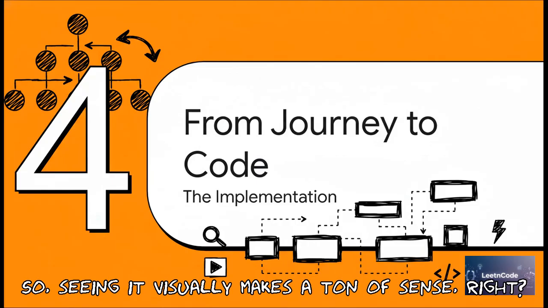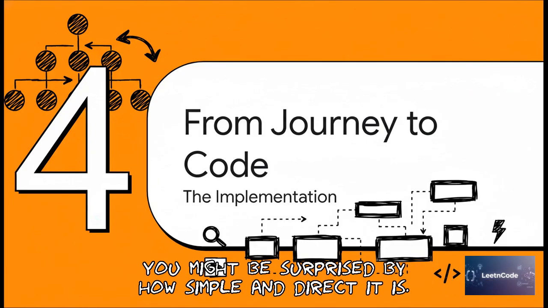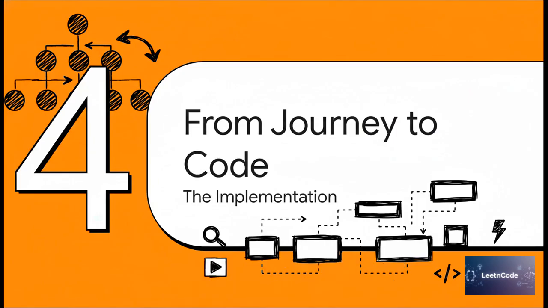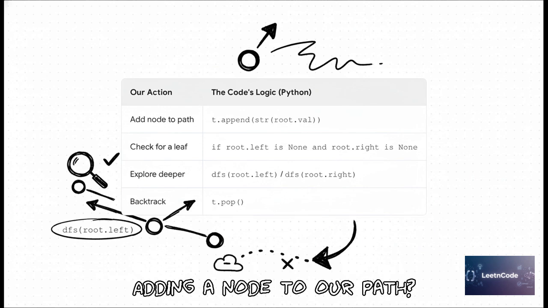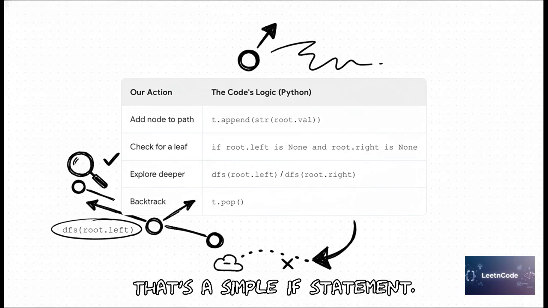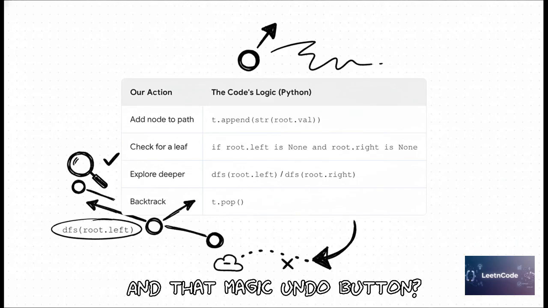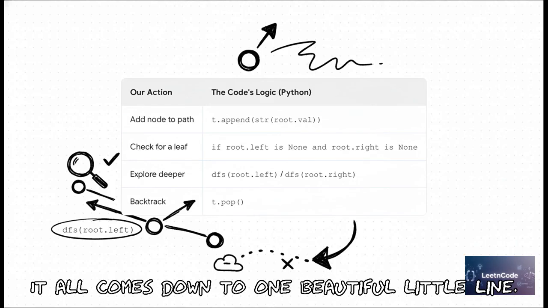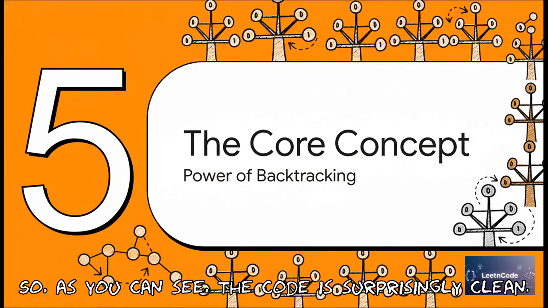So seeing it visually makes a ton of sense, right? But how does this elegant idea actually translate into code? You might be surprised by how simple and direct it is. Check this out. Every single action we just took has a direct counterpart in the code. Adding a node to our path, that's just t.append. Checking if we're at a finish line, that's a simple if statement. Exploring deeper, that's where the function calls itself. That's recursion. And that magic undo button, backtracking, it all comes down to one beautiful little line: t.pop. That one command removes the last node and takes us one step back on our journey. So as you can see, the code is surprisingly clean.